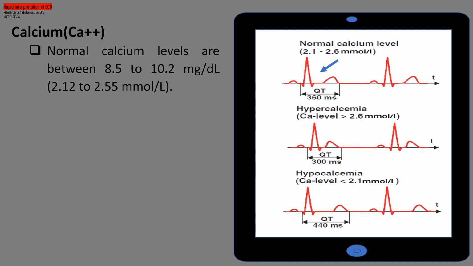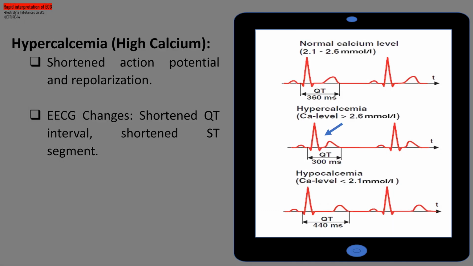So, what happens when there's too much calcium in the blood, as in hypercalcemia? When calcium levels increase, they shorten the duration of the action potential and repolarization, making the heart cells contract more quickly and more frequently. On the ECG, this manifests as a shortened QT interval, which is one of the hallmark signs of hypercalcemia. In severe cases, shortened ST segments can also be seen due to the rapid return of the myocardial cells to their resting state.